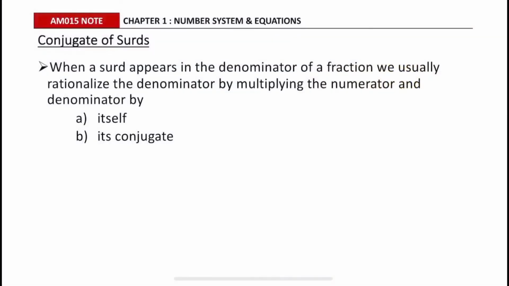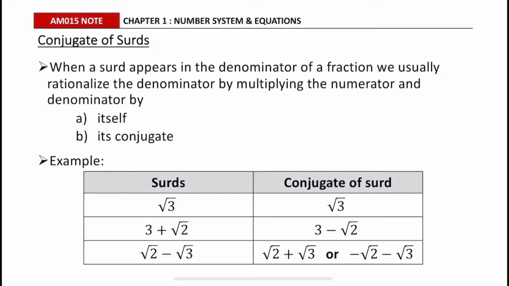When a surd appears in the denominator of a fraction, we usually rationalize the denominator by multiplying the numerator and denominator by itself or its conjugate. The example is shown in the table. When the surd is a single term like square root of 3, the conjugate is equal to itself.